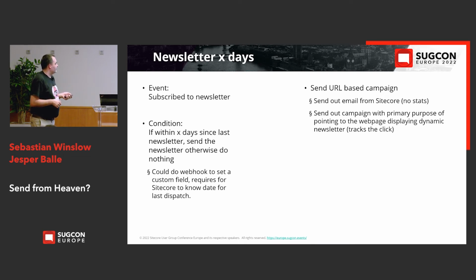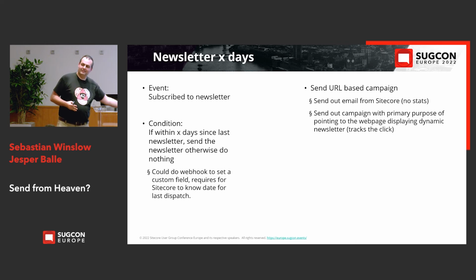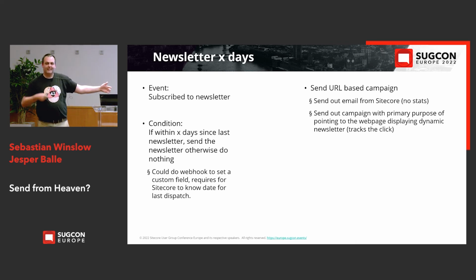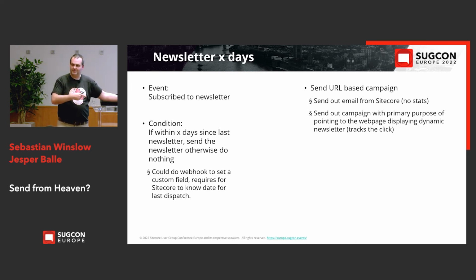Then there is the question: if it's within X days, how could that be solved? Because I could not really point to the latest newsletter or anything. Well, I could do a webhook, send it to Sitecore, update a field on the member saying that yes, this user is actually one that needs to have the newsletter sent, and then they would be able to proceed. But it is kind of a little bit of a workaround.